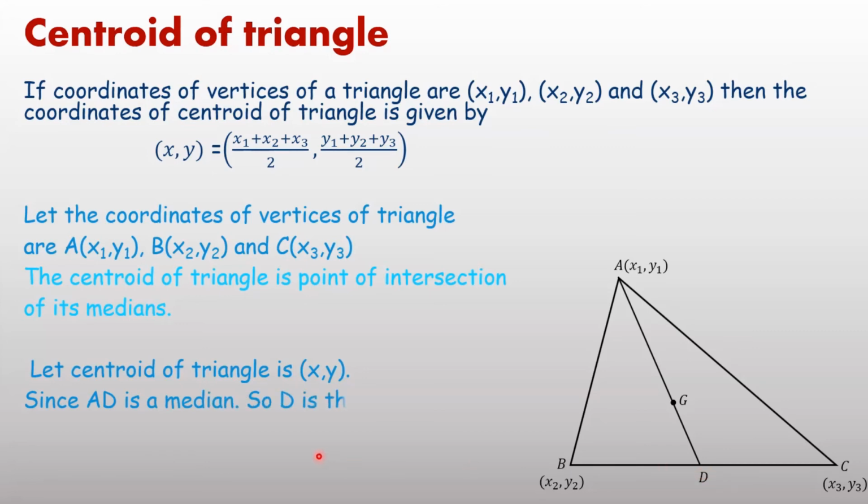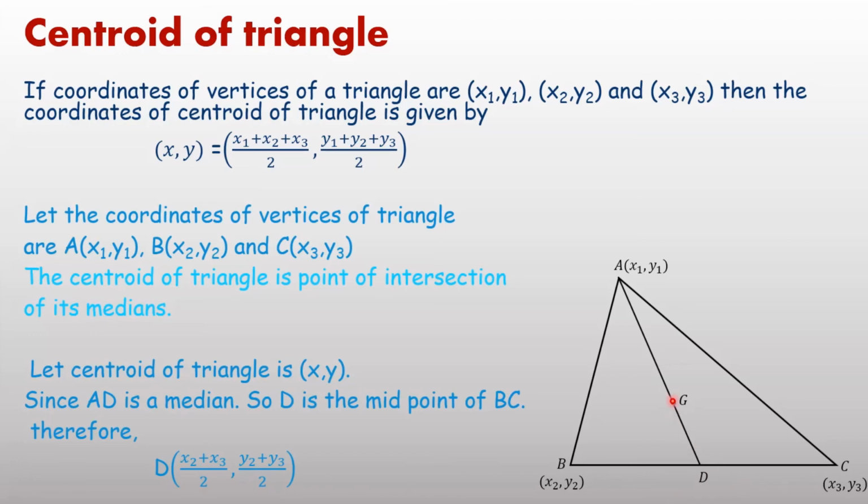Therefore, since AD is a median, the point D is also the midpoint of BC. So we are getting two pieces of information. First, AD is a median, therefore D is the midpoint of BC. And the midpoint of BC means you can easily find the coordinates of D using the midpoint formula, that is (x2 plus x3) by 2 and (y2 plus y3) by 2.